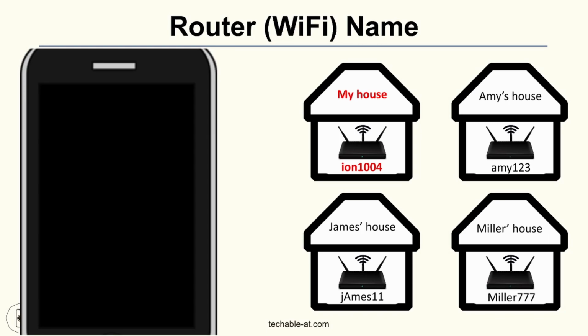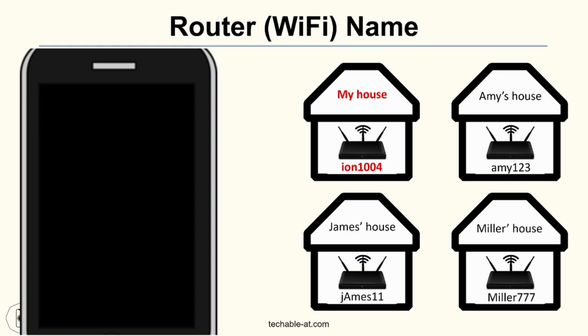Before you connect your smartphone to Wi-Fi, you need to know the name of the Wi-Fi which you are trying to connect. Each router, each Wi-Fi has a unique name. Why does a router need a name? That's because, like you use a router at your home, many other houses around you also have routers. And when you try to connect your phone to a wireless router at your home, your phone sees all the wireless routers around your house.